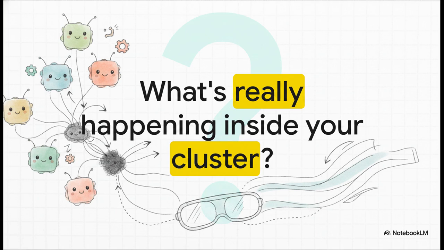Are my pods healthy? Are they gobbling up too much memory? Is there one little microservice that's causing a huge bottleneck for everything else? If you don't have that visibility, you are quite literally flying blind in production.